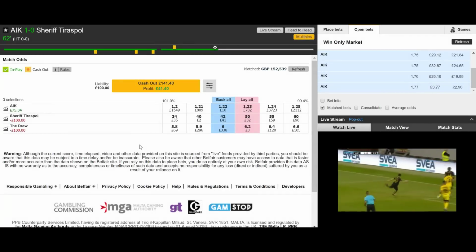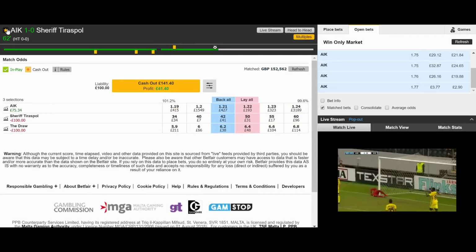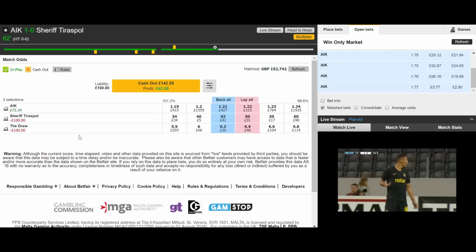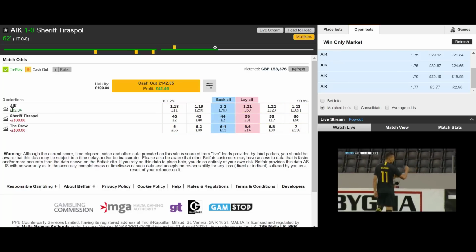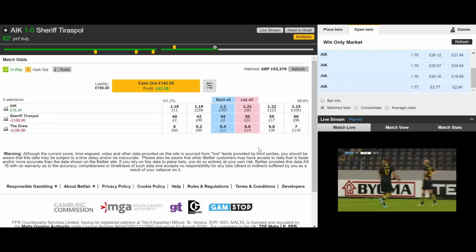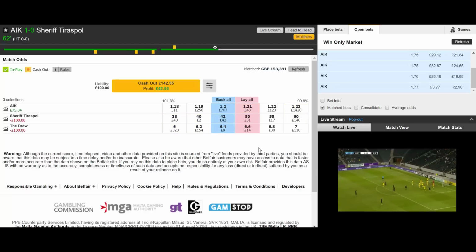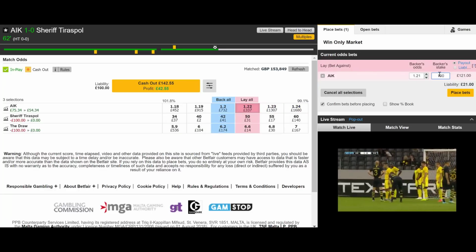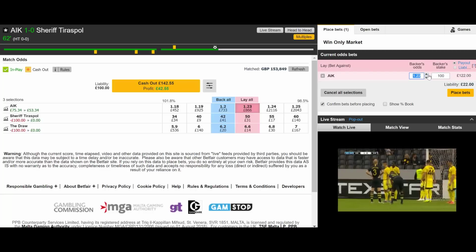So this is a pretty basic example of what I mean here. We've backed AIK here at 1.75 with a £100 stake, and it's given us like £75 of profit potential that we could win from this, right? Now they've taken the lead, so that's great, and the cash out amount is currently offering us £42. Now, just by removing the risk, at least from this, let me try and put that in the market.